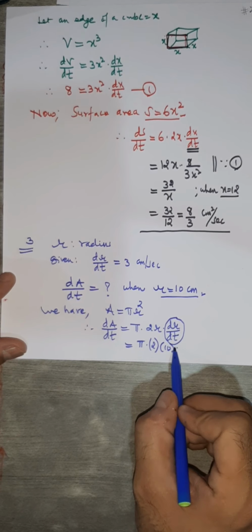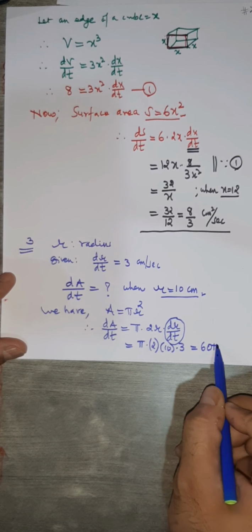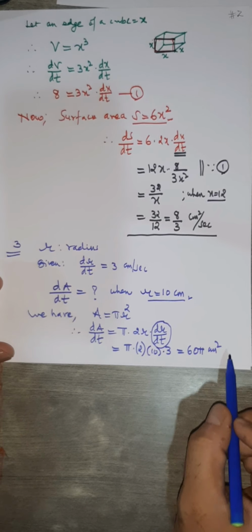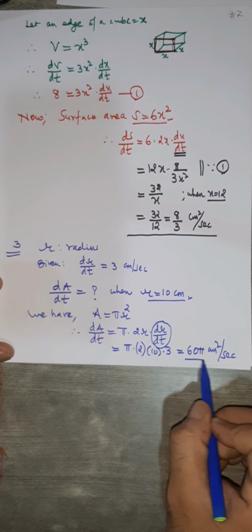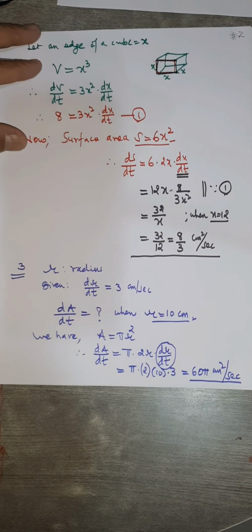And what about dr by dt? It is just 3. So what will we get? 60 pi centimeter square per second. That's the required rate of change. Write the relation and differentiate it. Fine.